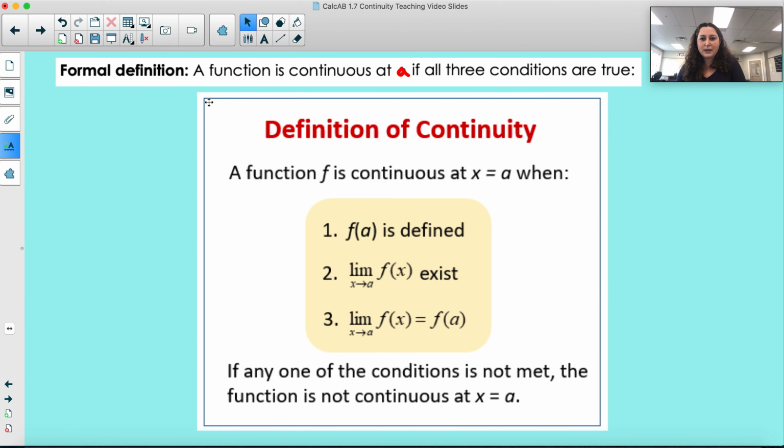Formally, how we define it is a function is continuous at a if all 3 of these conditions are met. f of a is defined, meaning the function exists at that point. The limit as x approaches a exists, so the limit from the left equals the limit from the right, and those 2 values equal each other. The limit equals the function value. If any of those conditions are not met, then the function's not continuous. So you need those 3 things to be true.